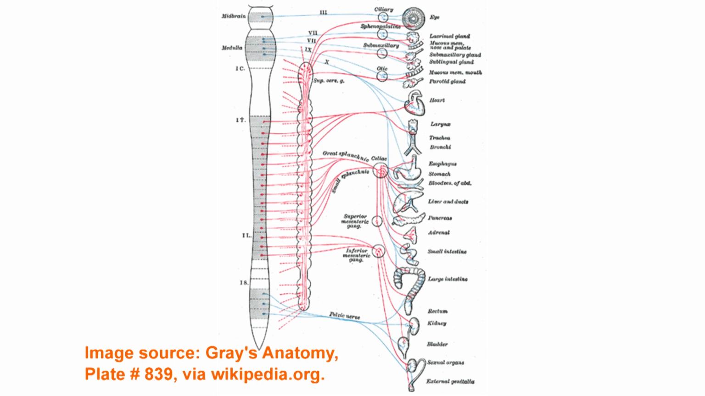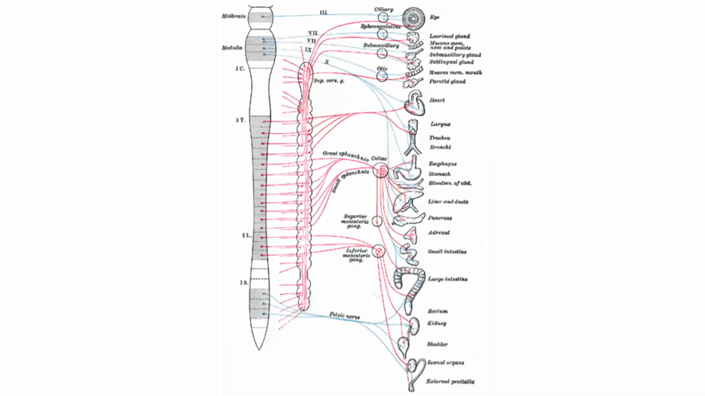Okay, so that takes us through the 31 pairs of spinal nerves and the 12 pairs of cranial nerves, and finally, we've come to the third aspect of the peripheral nervous system, the autonomic nervous system. The autonomic nervous system is made up of two major subdivisions, the sympathetic subdivision and the parasympathetic subdivision. These subdivisions innervate lots of internal organs: your liver, your stomach, your heart, your lungs, your pancreas, your bowels. Both of them innervate exactly the same structures, but they have two different functions.